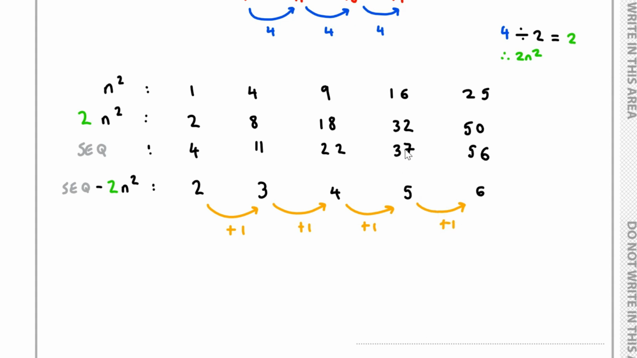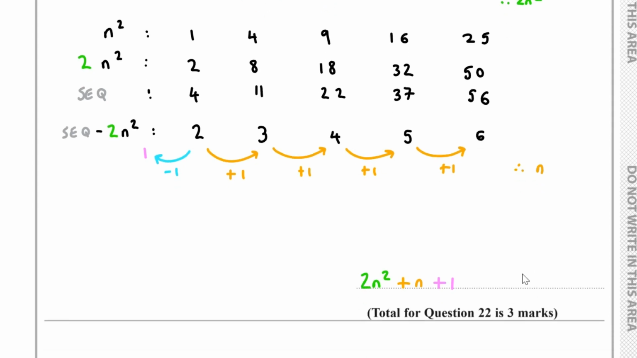Because we've got a positive 1, we can conclude here we've got a 1n. And if we find the 0th term, we can do that by subtracting 1. And if we subtract 1, you will find 2 take away 1 is just 1. So therefore, we've got 2n squared plus n plus 1. So this is our expression for the nth term of the sequence.